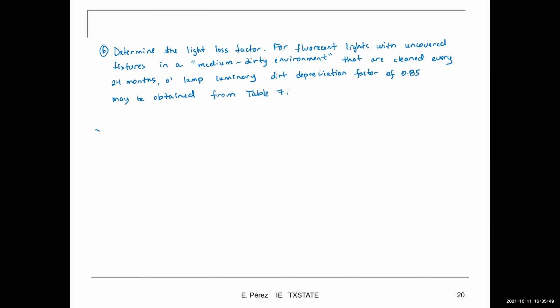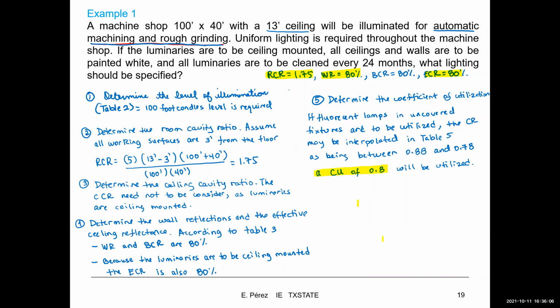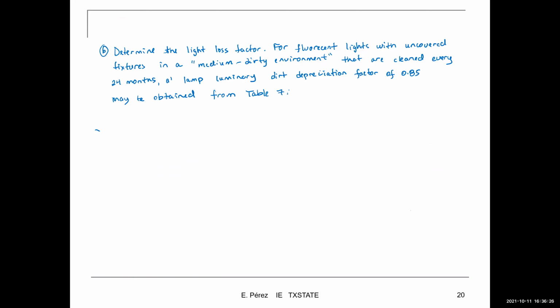Okay, so the light loss factor for fluorescent lights with uncovered fixtures in a medium dirty environment that are cleaned every 24 months, lamp luminaire dirt depreciation factor of 0.85 may be obtained from table 7. Okay, so we have the information. These are going to be cleaned every 24 months. And this is a machine shop with rough grinding and automatic machining. So we can assume that there's going to be some dirt there, medium dirty environment. That's what we're assuming for this environment.